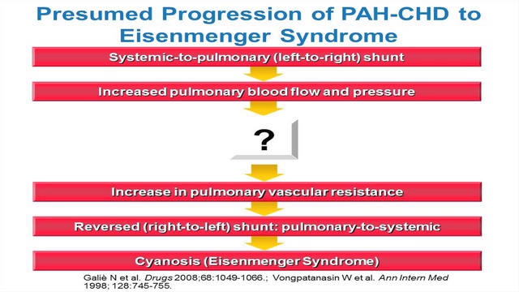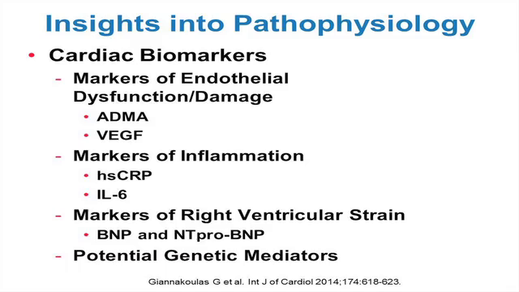Many of us don't understand what goes from this step over to this step, and I think this is a really active hotbed of research in terms of trying to figure out why certain patients develop this problem and other patients don't. Now, there is a growing body of literature looking at the cardiac biomarkers, a number of different biomarkers in these patients, markers of inflammation, markers of right ventricular subpulmonic ventricle strain, potential genetic mediators as well.